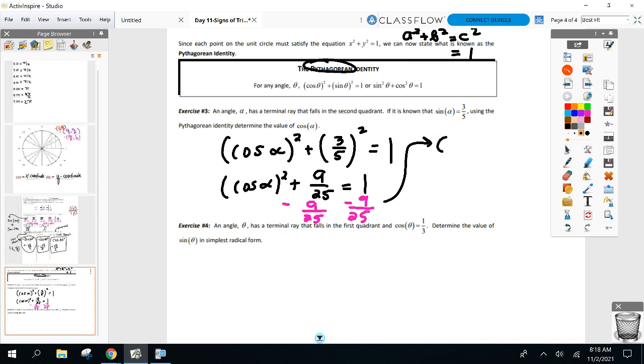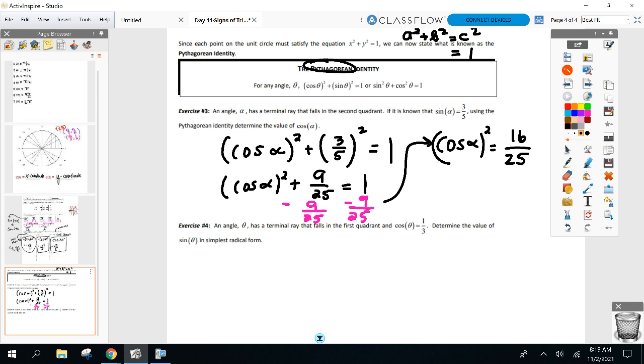So I have what left? Cosine alpha squared equals, gotta have practice on your calculator, 1 minus that. 1 minus 9/25. I don't feel bad because everyone's calculator can handle this. 1 minus 9/25 would be 16/25. Yep. Almost there. Almost there.